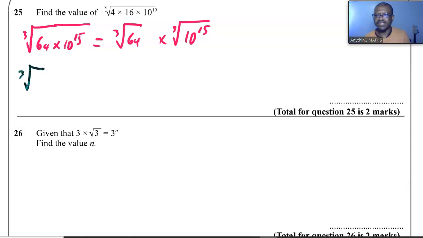The cubic root of 64 we know is 4. The question though is, what about the cubic root of 10 raised to the power 15?